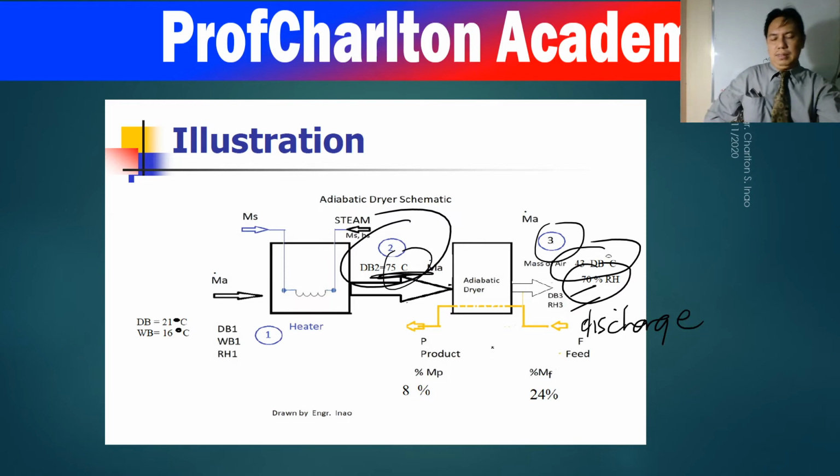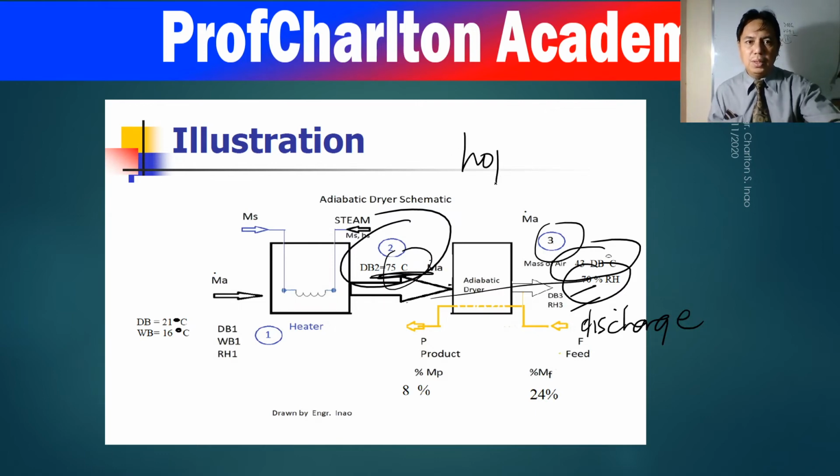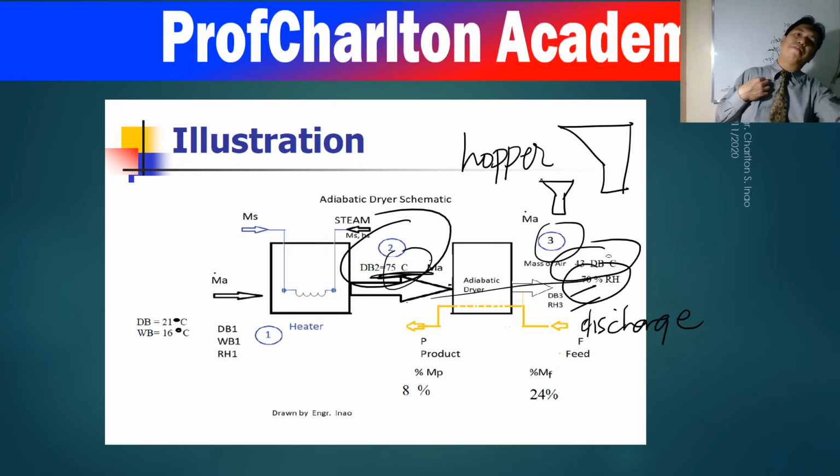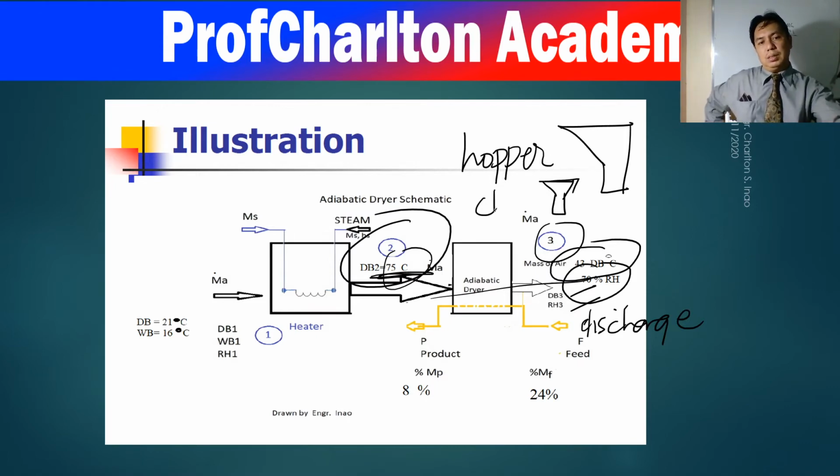Now another parameter that was given is the feed. So for the feed, there's a section here, a hopper. Where do you put the feed? It's like a funnel, an imbudo in our language, or the chute. Or silo if it's big. I mean, where you feed, where you put the grains, where you put the materials, the hopper. So this is feed or feeding.